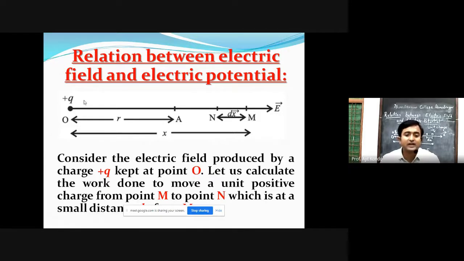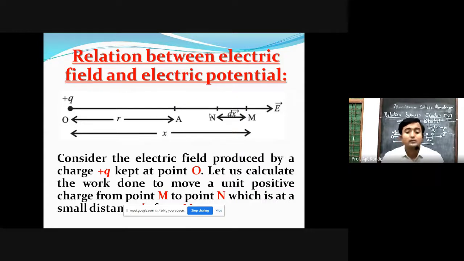See this diagram, I will explain this diagram. Plus Q charge at point O, positive unit charge at point M. The electric field on this positive unit charge at M is acting in the outward direction along OM, which is represented by E bar. Distance between O to A is small r. Distance between M to O is x, and small displacement between M to N is represented as dx.